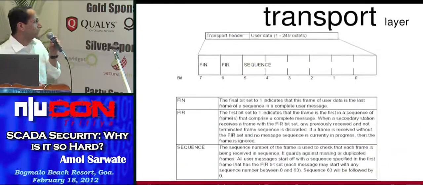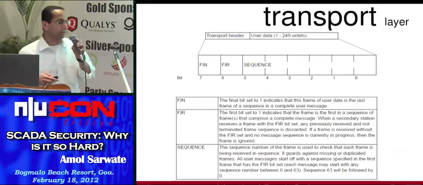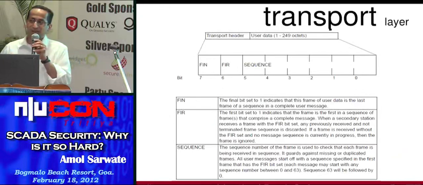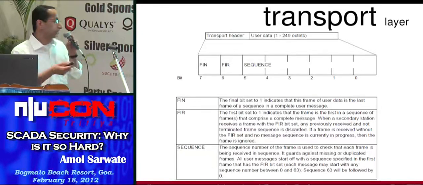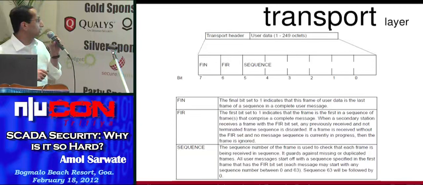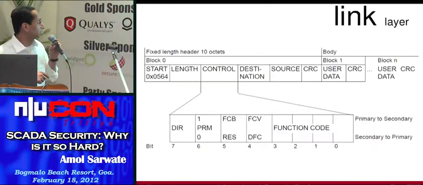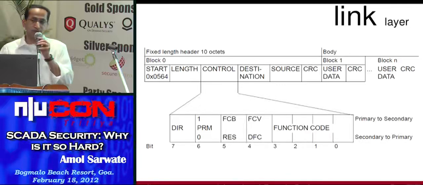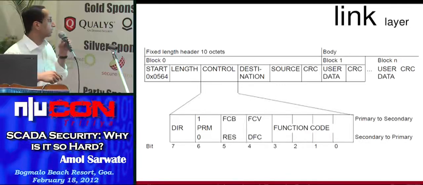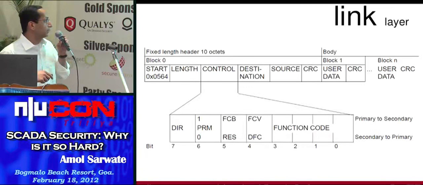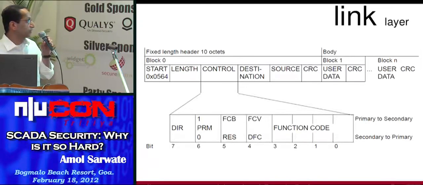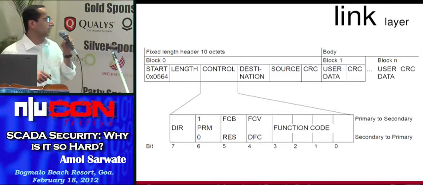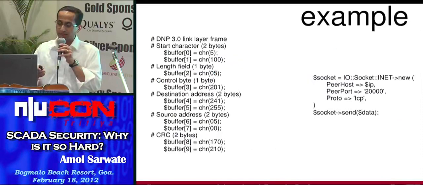This is the transport layer example, where it tries to provide TCP-type functionality. And this is the packet for the link layer, which has a start address of 0564, which is hard-coded for DNP3, the length of the packet, and various control and function bits. You put in your source address, destination address, your CRC, and you can very easily create a link layer DNP3 packet.